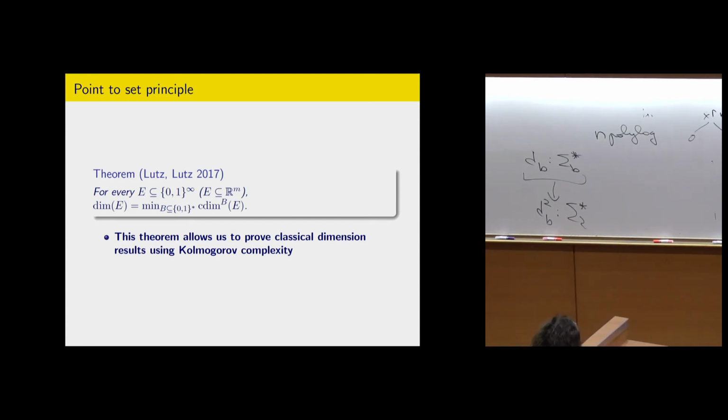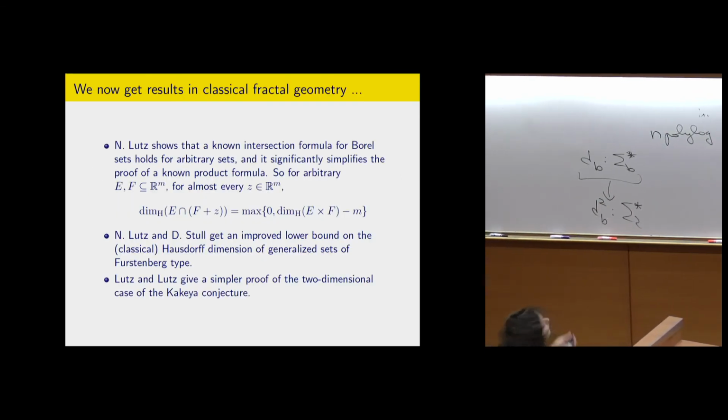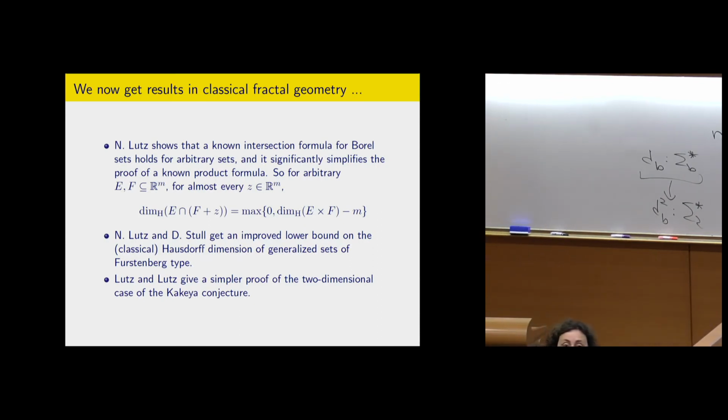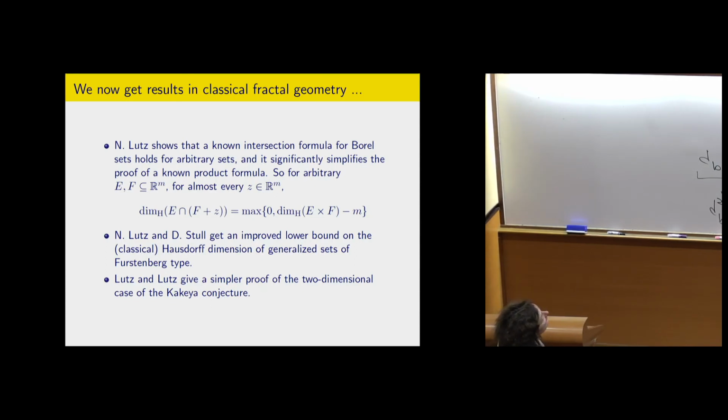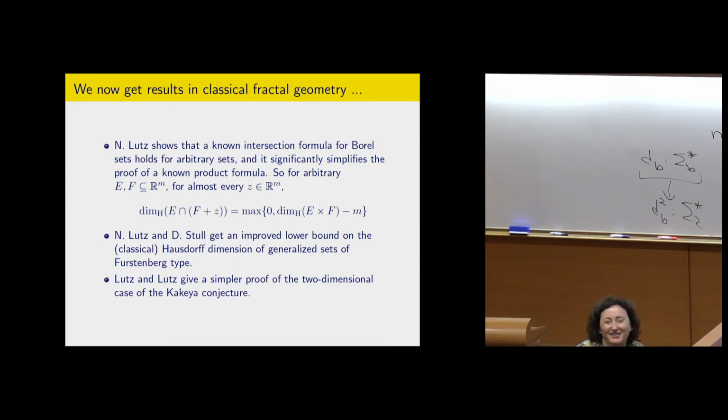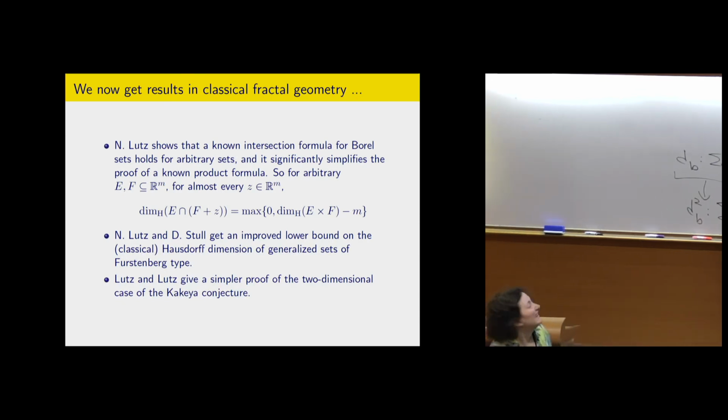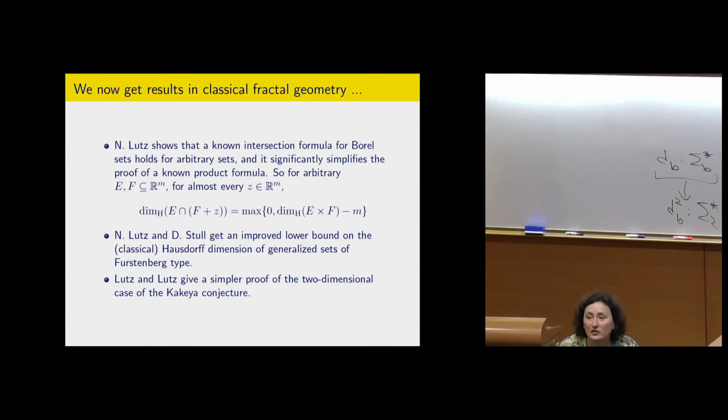I'd like to show you a couple of results in fractal geometry in which they have used this, and then I'll stop, just to see that they are there. For instance, there was an intersection dimension calculation that was known only for Borel sets. Borel sets are a particular class, the closure of open sets. And this was proven using effective dimension. For any set, it holds, and it was not known to hold.